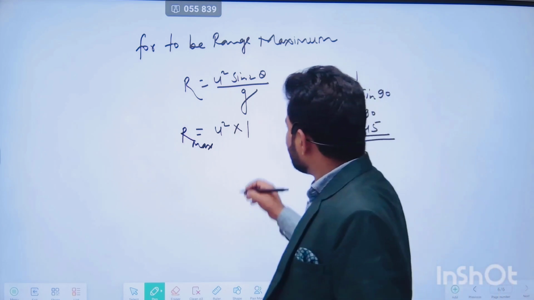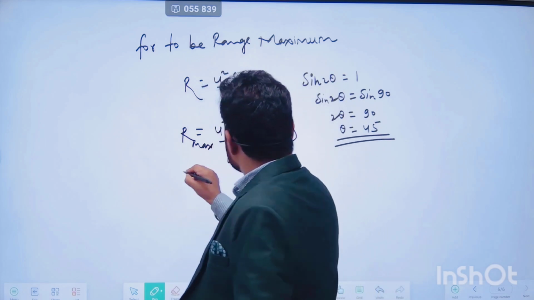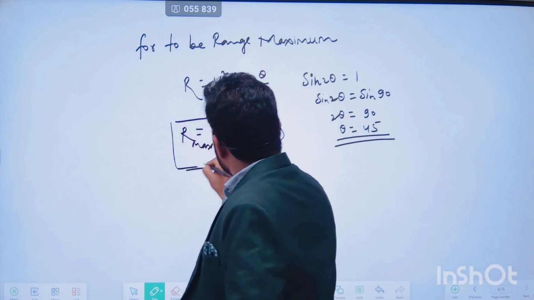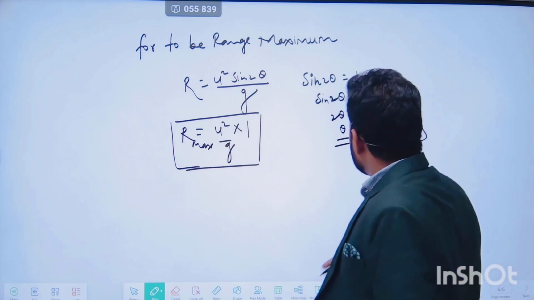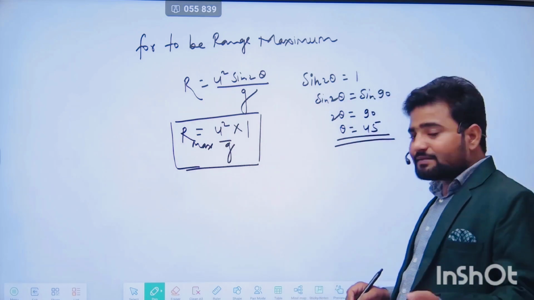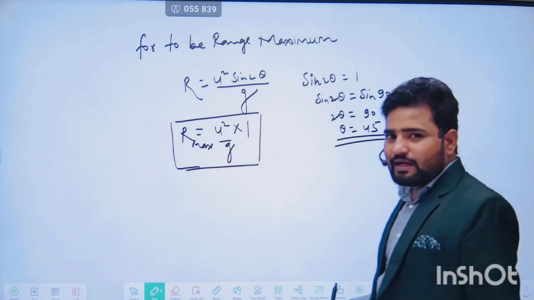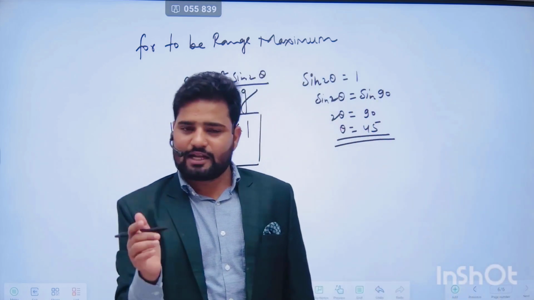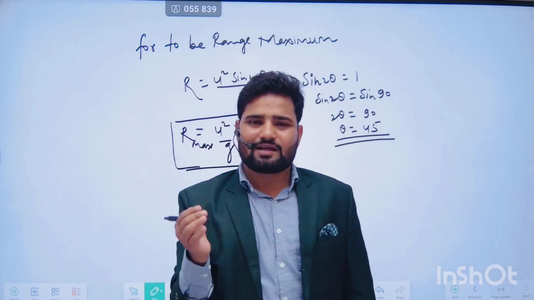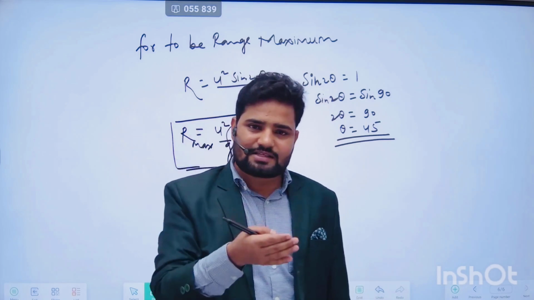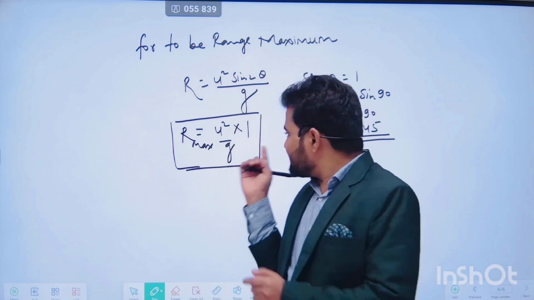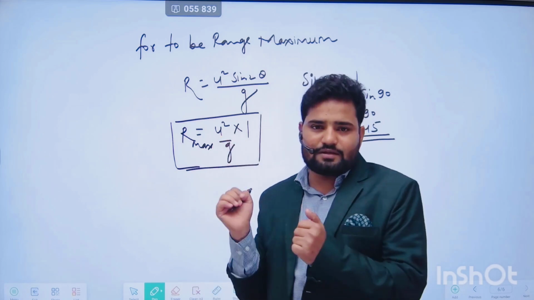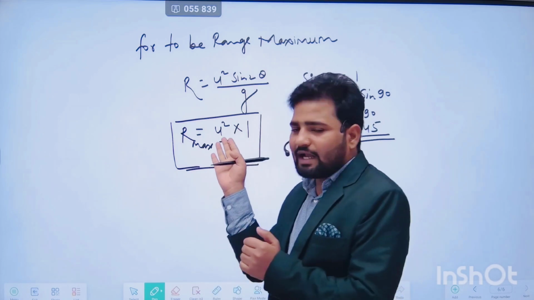So from here we'll get the formula for maximum range, that is R max is equal to u square by g. And at what angle will we get the maximum range? That is 45. If we are launching a particle at an angle of 45 degrees, then it will attain maximum range in the horizontal direction. Or we can say if the range is fixed, then this velocity is considered to be the minimum velocity by which the projectile is projected.